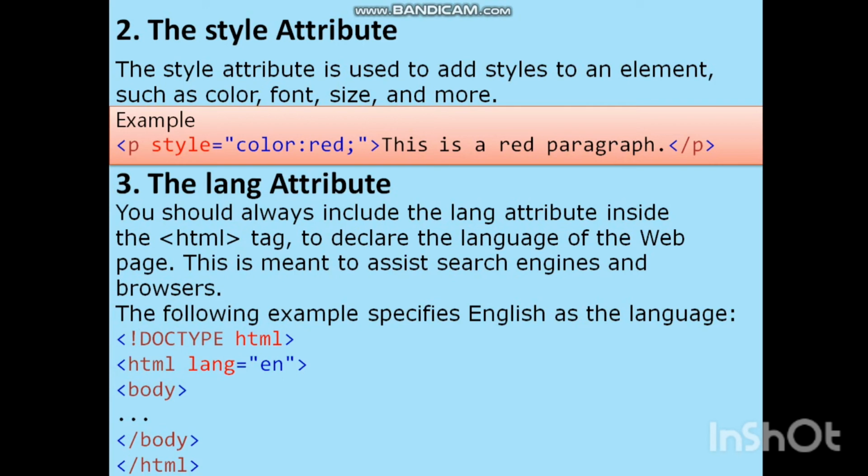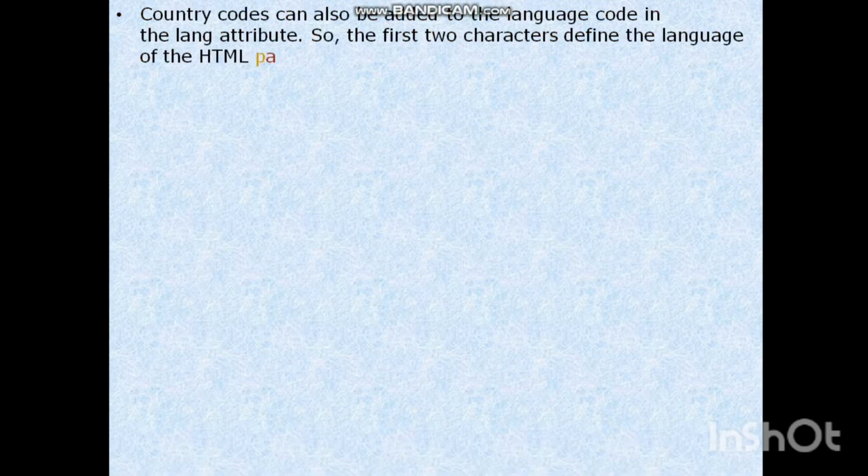Doctype html, html lang en, body, /body, /html. Here body start tag, body end tag with the help of /, here html start tag, html end tag with the help of /, and in the html tag we used our lang attribute to specify that it is English as the language. How we specified it? With the help of en. In lang we type en, it specifies that English is the language.